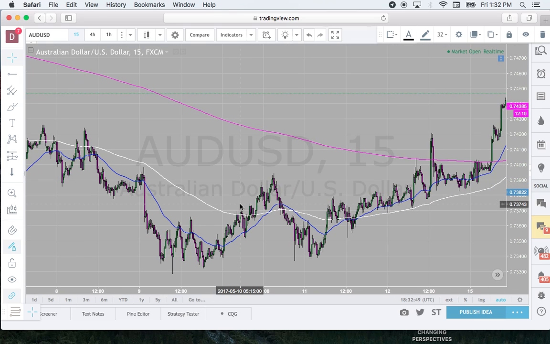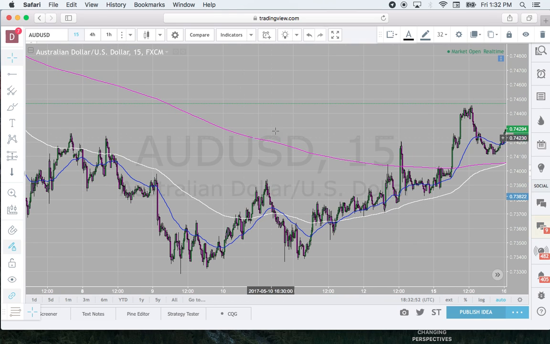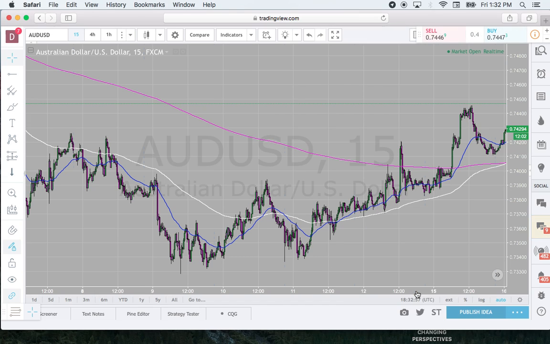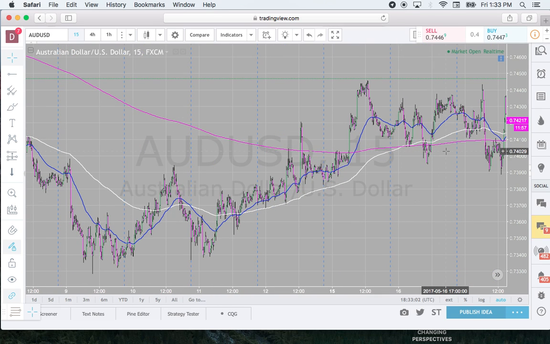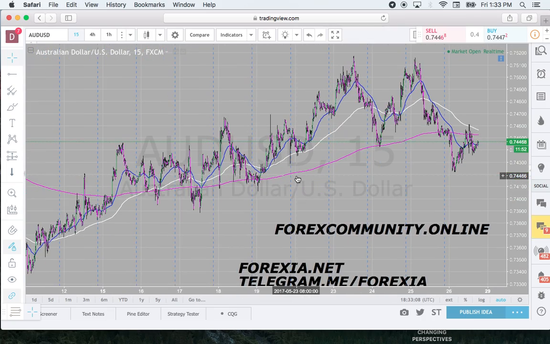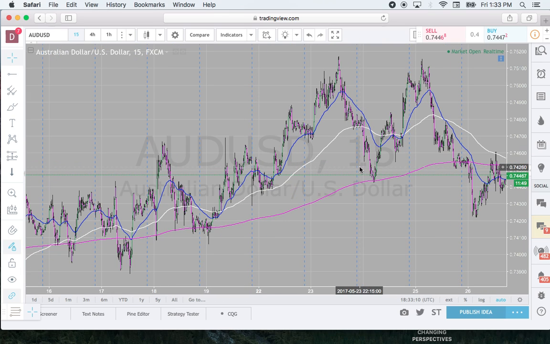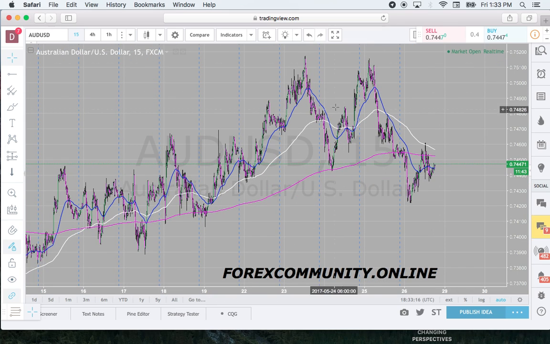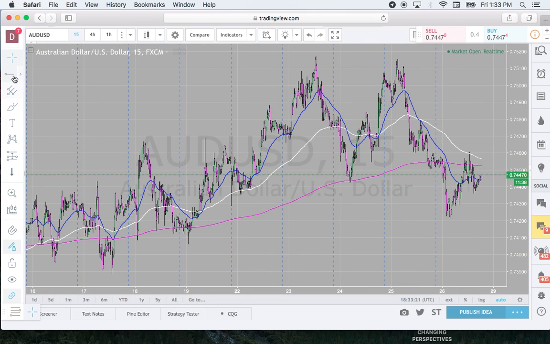So basically what we are going to be doing is, first of all, looking at the time scales, the session breaks, so we can see basically the days. And here we are on the pair AUD/USD. We can go on any pair, but I'm just going to use this as an example because it has a big fat W right M right here. And how could we have traded this M that's right here?